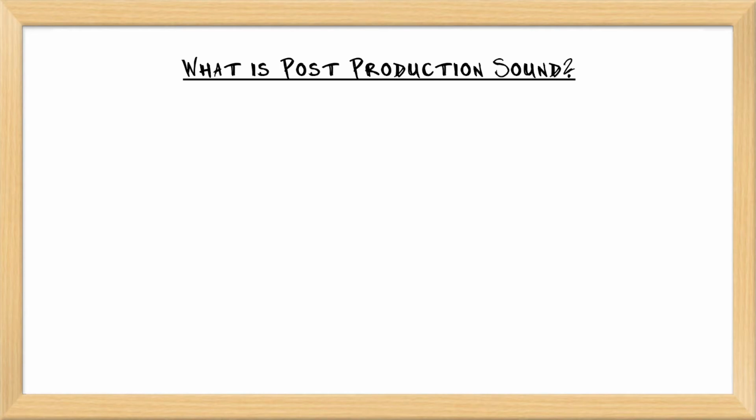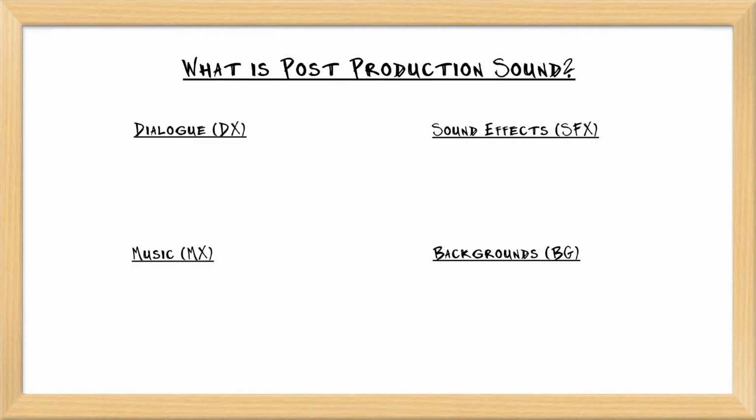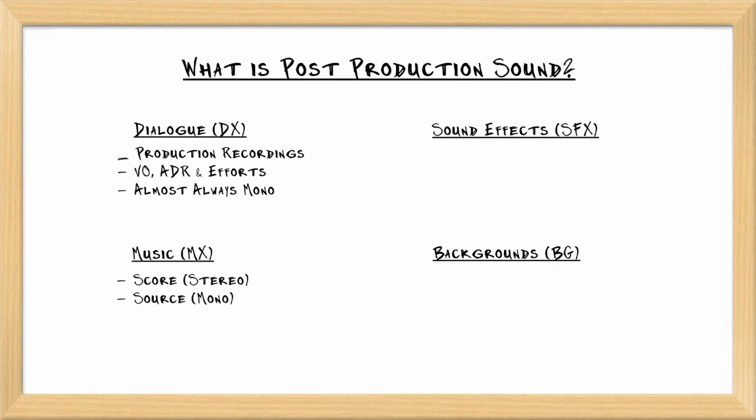Post-production sound is made up of dialogue, music, sound effects, and backgrounds. So how do we create all these sounds? With dialogue, we either record on set or during post-production in the form of voiceover, ADR, breaths, efforts, stuff like that. And dialogue is almost always mono. Music is usually created in stereo by a composer, and it is called the score. But music can also come from a library. If there is music coming from a source in your film, well then it's called source music, and that is mono.